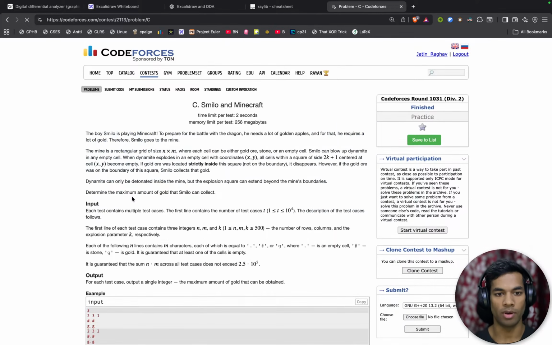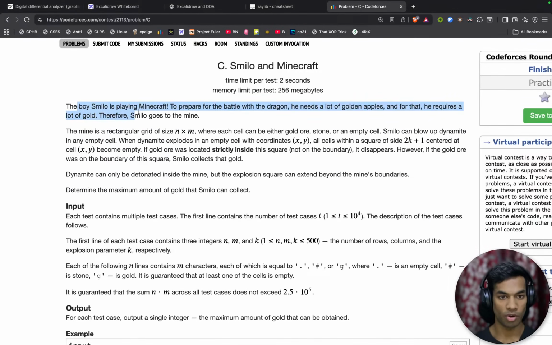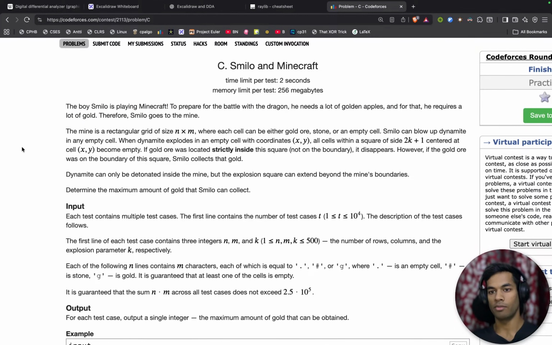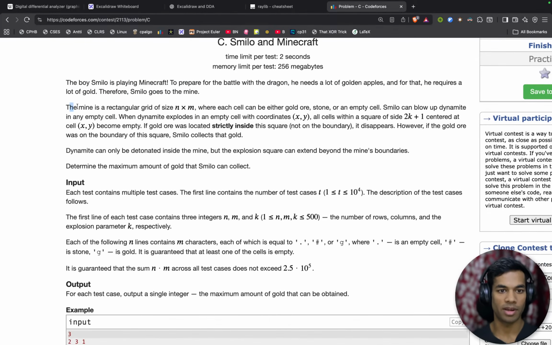Smilo and Minecraft. The boy Smilo is playing Minecraft to prepare for the battle with the dragon. He needs a lot of golden apples, and for that he requires a lot of gold. Therefore, Smilo goes to mining. The mine is a rectangular grid of size n by m where each cell can be either gold or stone or an empty cell. Okay, empty cell is also something.